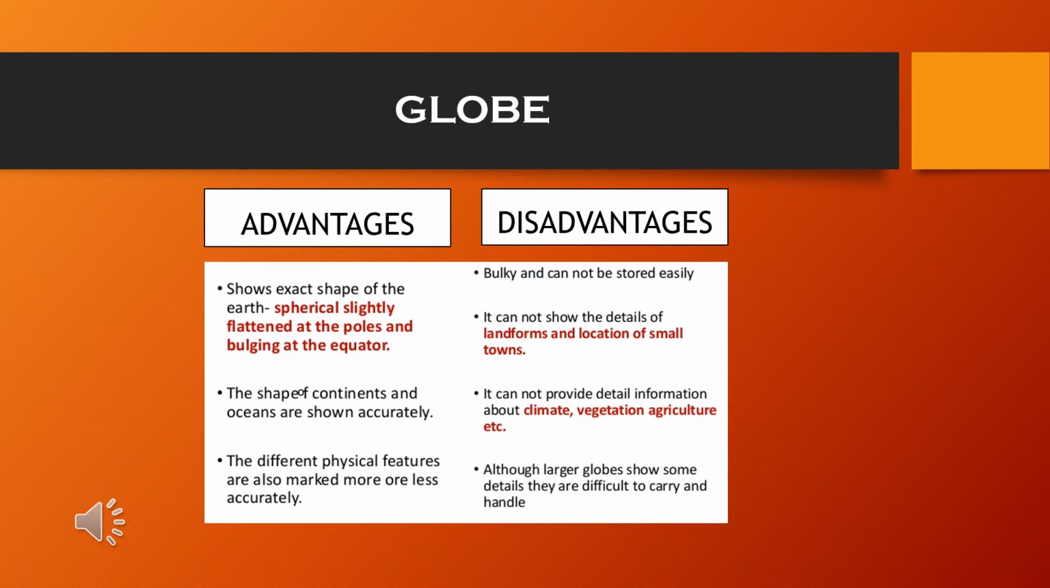Now, the disadvantages. It is bulky and cannot be stored easily. It cannot show the details of landforms and other locations of small towns. Like, it can locate India, USA, but it cannot locate the smaller towns or villages on the globe. It cannot provide detailed information about climate, vegetation, agriculture, etc. Although larger globes show some details, they are difficult to carry and handle.